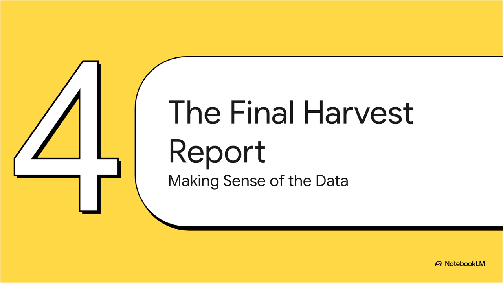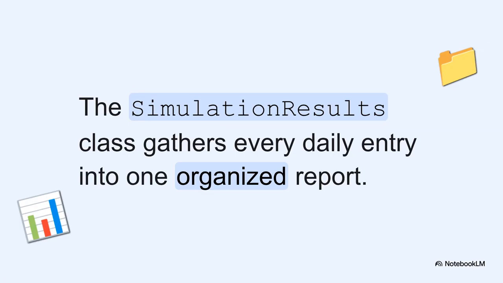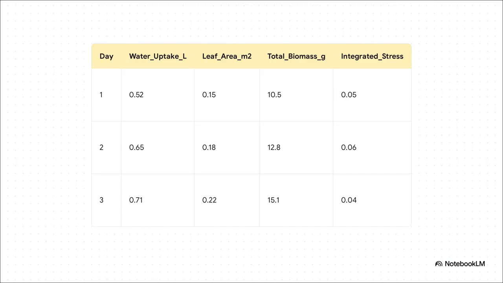How in the world do you make sense of all that? Well, that's where the final harvest report comes in. See, the program has one last trick up its sleeve, a final blueprint called the SimulationResults class. And its only job is to scoop up every single one of those daily diary entries we talked about and put them into one neat, organized report that a human can actually understand. And just like that, all that complex data gets turned into a simple, clean table like this. Now you can actually see the story unfolding.